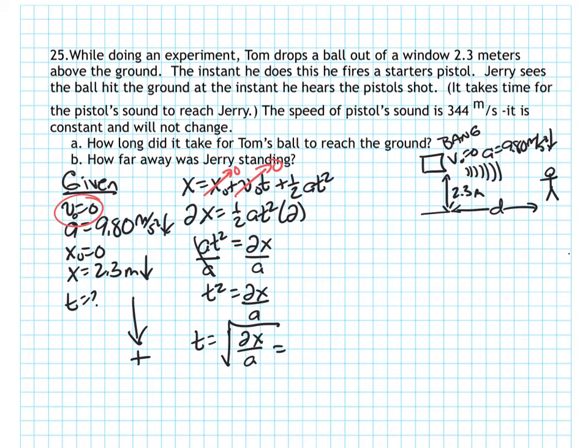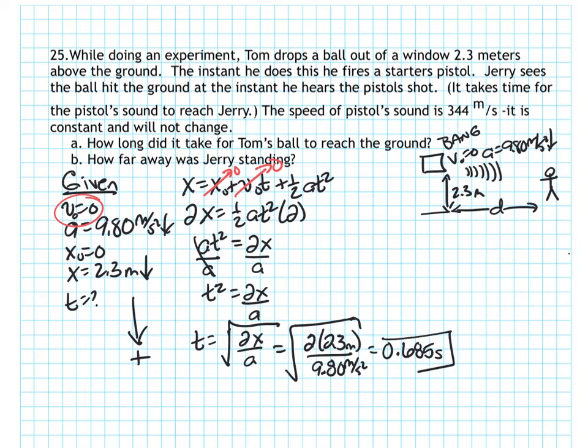So let's see what this is going to be. 2 times x, 2 times 2.3 meters, divided by the acceleration due to gravity, 9.80 meters per second squared, because it's in free fall, so gravity's controlling it. And that'd be a square root. So when I do all that, I get that the time is 0.685 seconds. So that's the time.